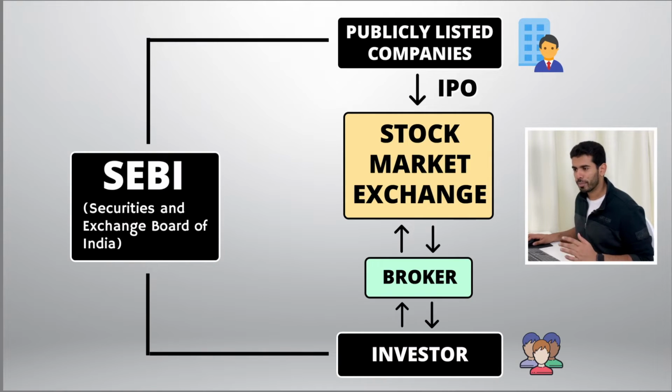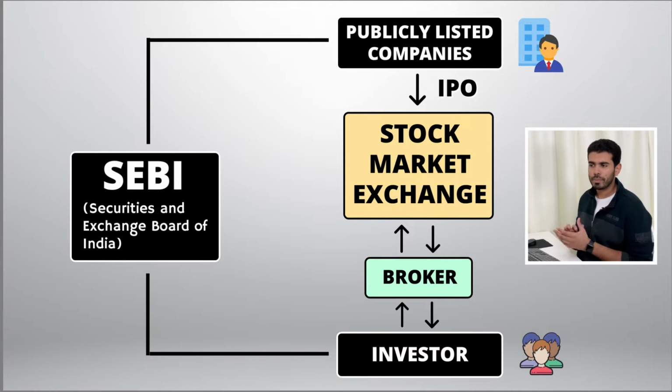Now starting with the basics, we all know the stock market is a place where we are buying stocks of different companies. Now let's understand the entire process of how the stock market actually works. You can see this diagram over here. In the middle you have the stock market exchange. On top you have the publicly listed company. At the bottom you have the investors. On the left side you have something called SEBI.